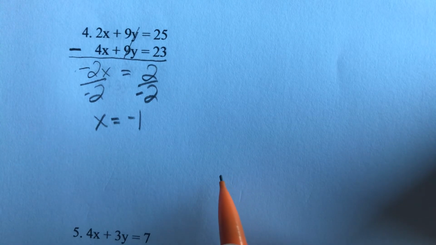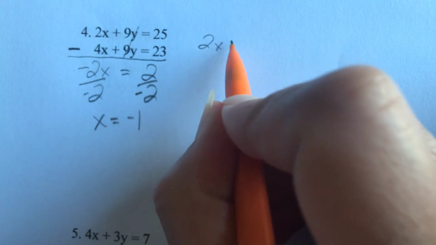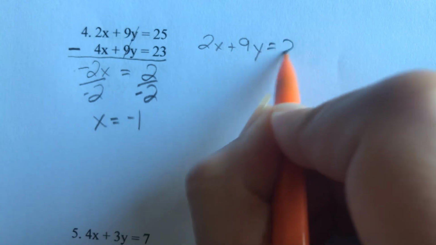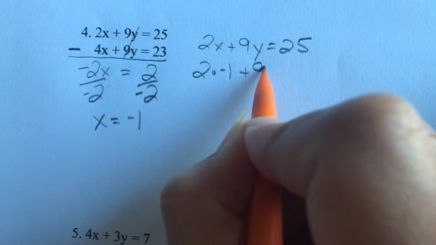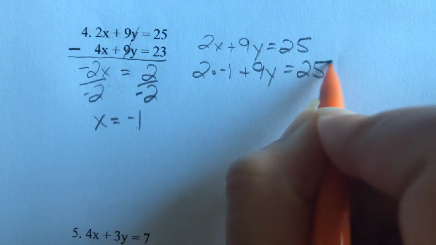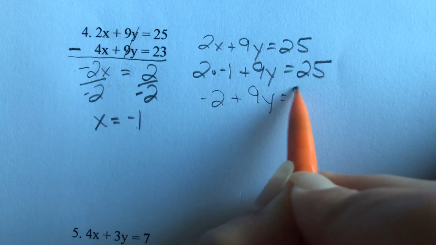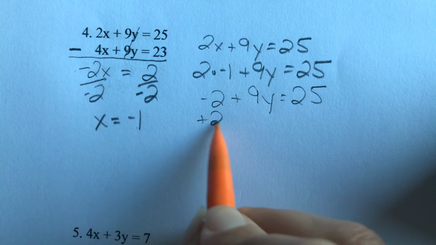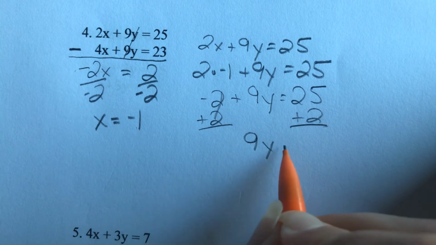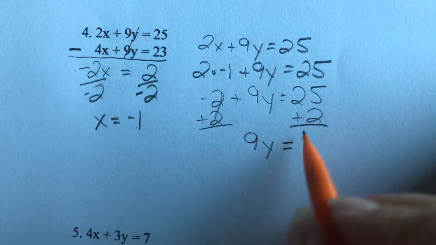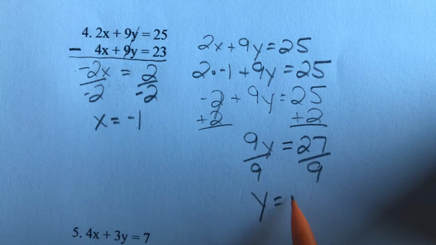Okay, maybe you want to pause it at this point and try it. I'm going to stick with the top. Negative 1 is x. Two times negative 1 is negative 2. It's a two-step. 9y is equal to 27. Divide by 9. y is equal to 3.